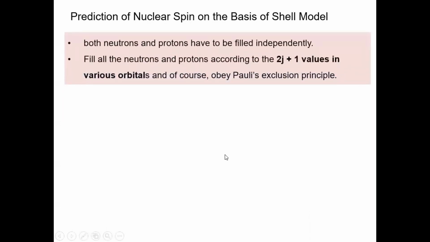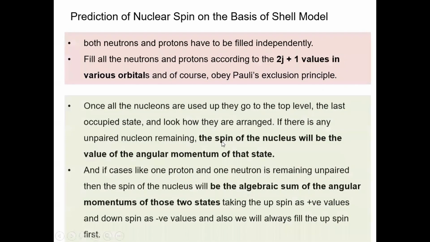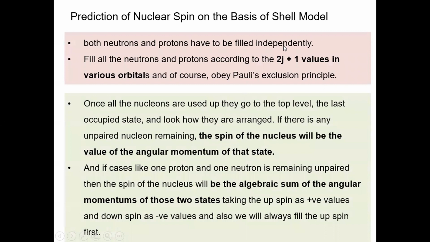Prediction of nuclear spin. Both the neutrons and the protons have to be filled independently. If you fill all the neutrons and the protons according to 2j plus 1 values in various orbits, then of course you are going to obey the Pauli exclusion principle. Once all the nucleons are used, then you go to the top level, the last occupied state, and look how they are arranged. If there is any unpaired nucleon there, then the spin of the nucleus will be the value of the angular momentum of that state. And that's how the nuclear spin will come into existence.